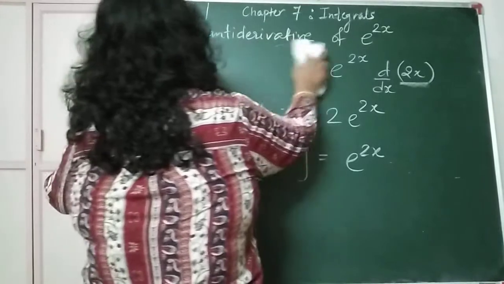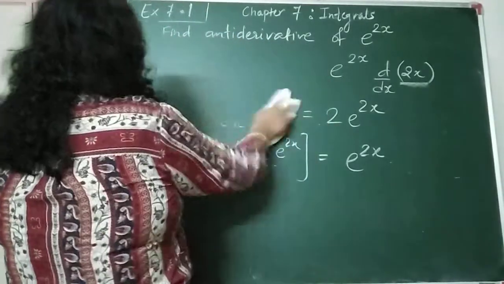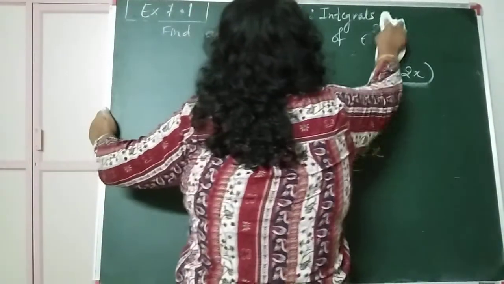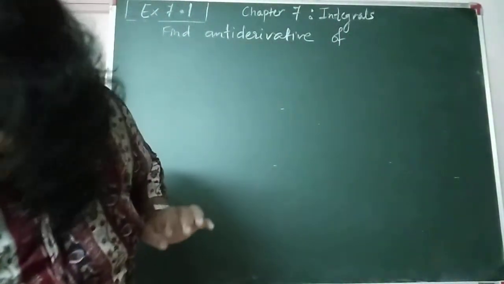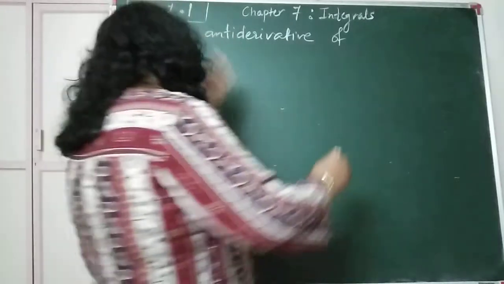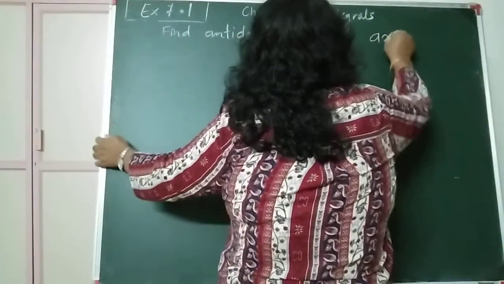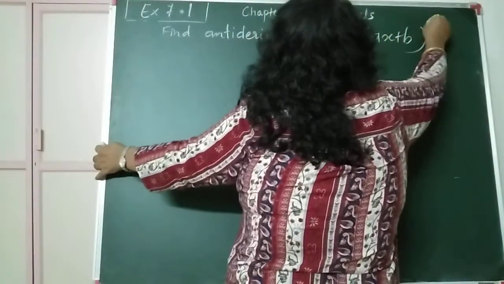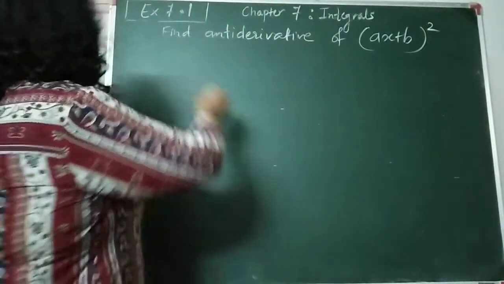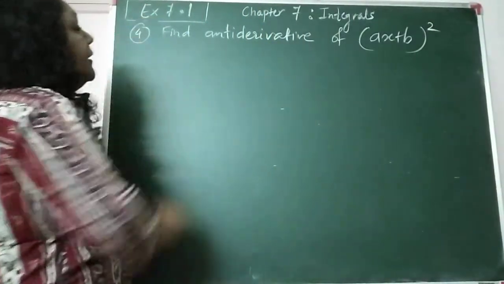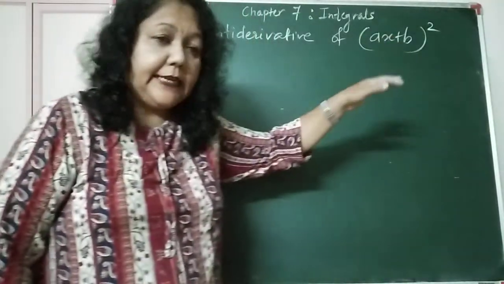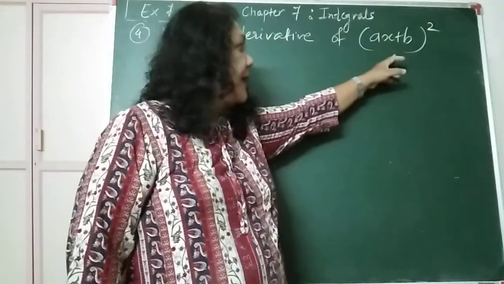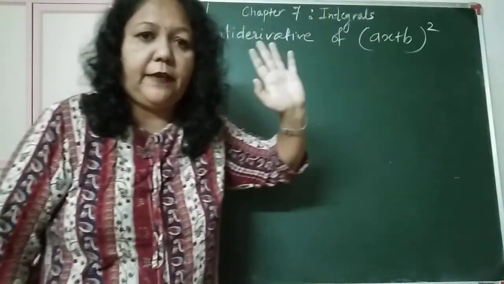So now the next question is question number 4. It is (ax + b) whole square. I have to calculate the fourth question. My fourth question is to calculate the antiderivative of (ax + b) whole square.